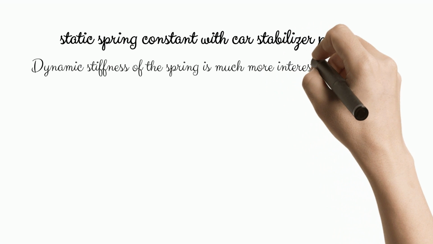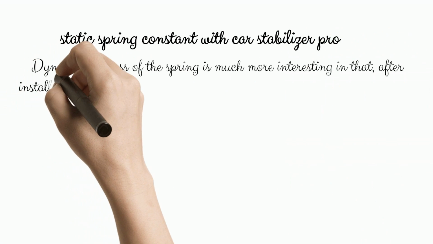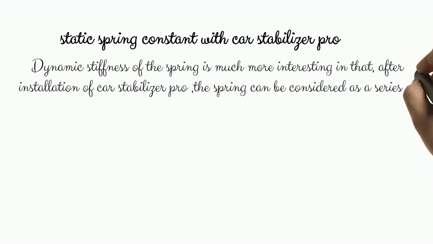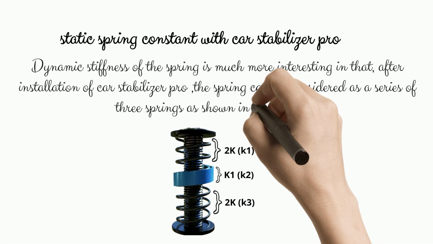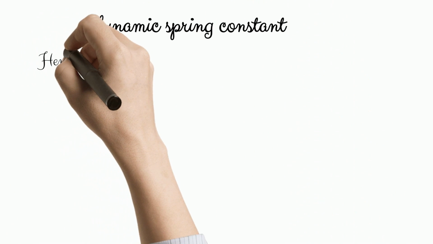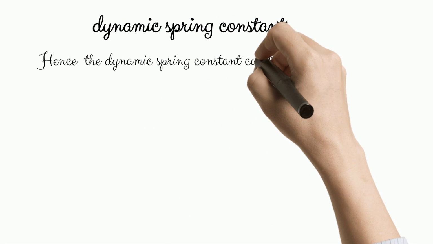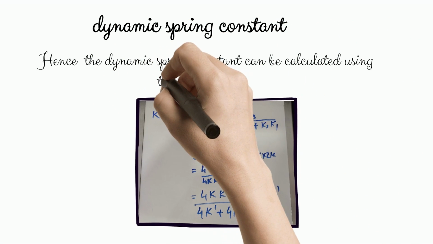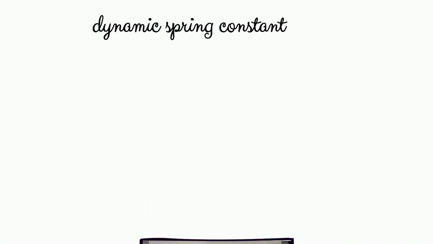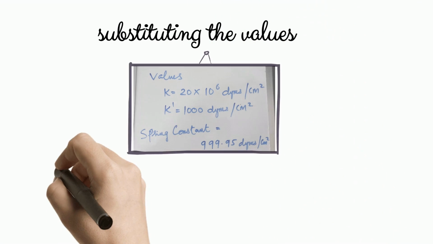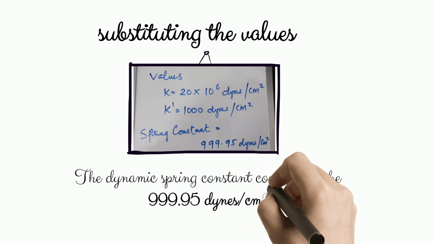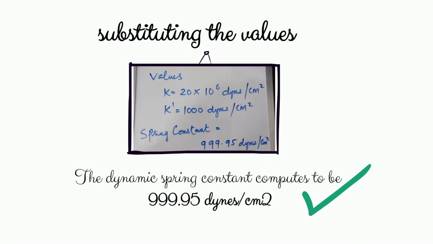Dynamic stiffness of the spring is much more interesting in that, after installation of CarStabilizerPro, the spring can be considered as a series of 3 springs as shown in the below picture. Hence, the dynamic spring constant can be calculated using the below equation. Substituting the values, the dynamic spring constant computes to be 999.95 dynes/cm2.